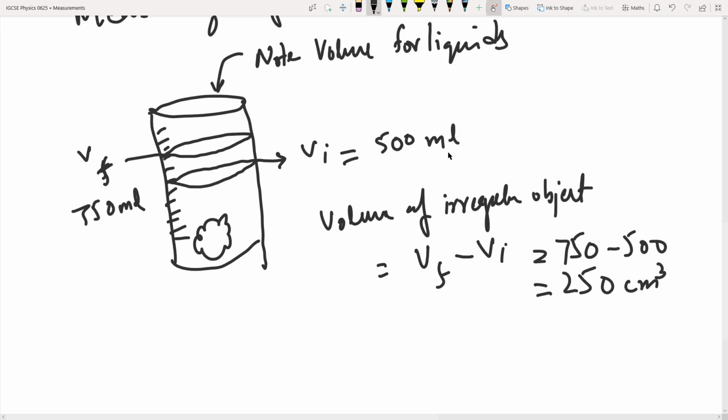Now why did I shift from ml? Because ml, like liters, is used for liquids, and centimeter cube is used for solid objects, and we do need to understand that 1 ml is actually equal to 1 centimeter cube. So these two are equal to each other, so I can simply write centimeter cube over here, and that's the volume of an irregular object. So this change in volume, the increase in volume, is the difference because this object has displaced water, and that displacement of water is translated into a volumetric change, and that volumetric change is going to provide us the volume of this irregular object.